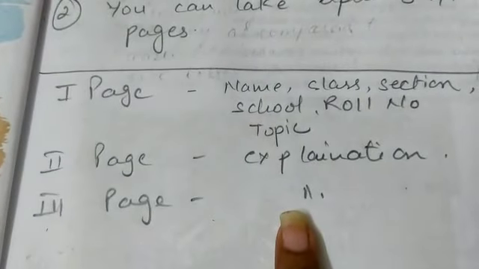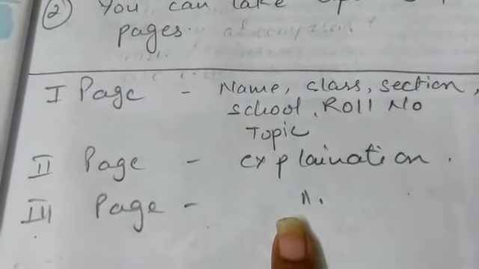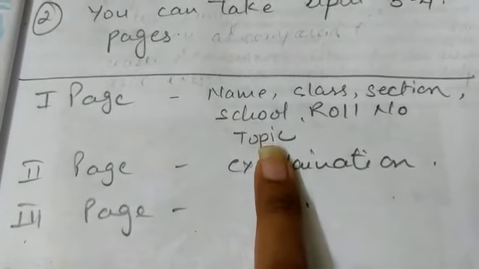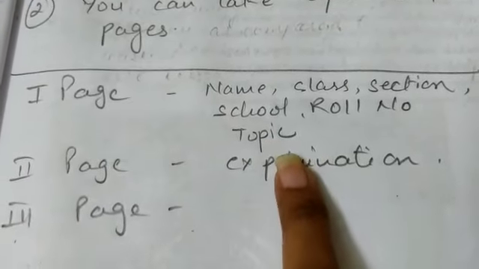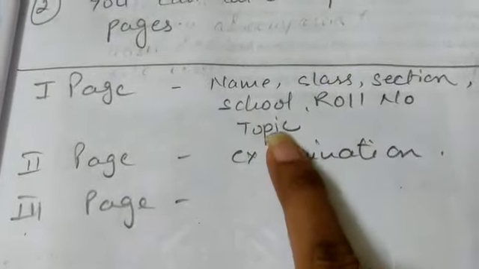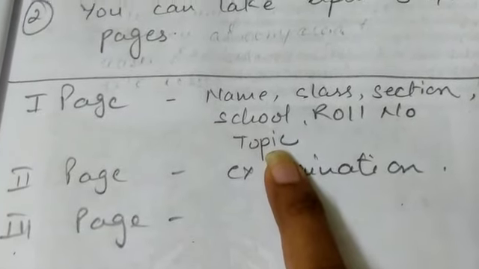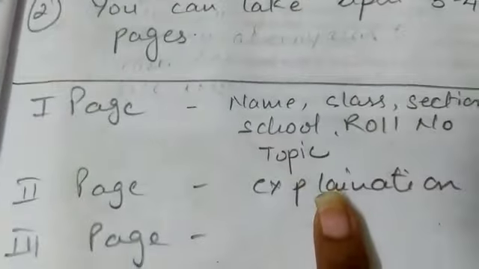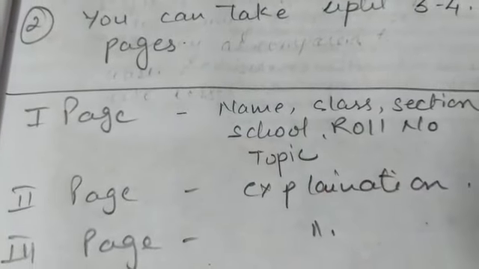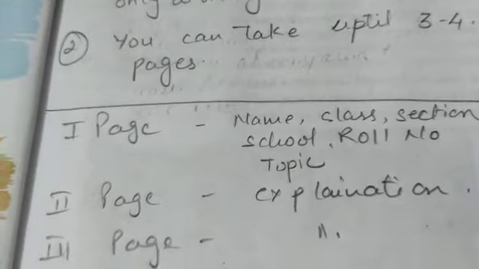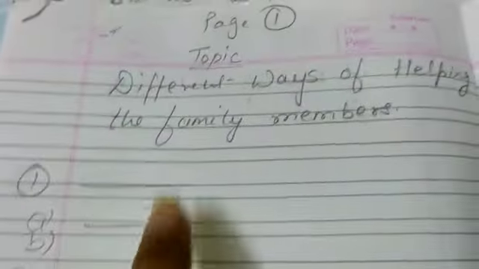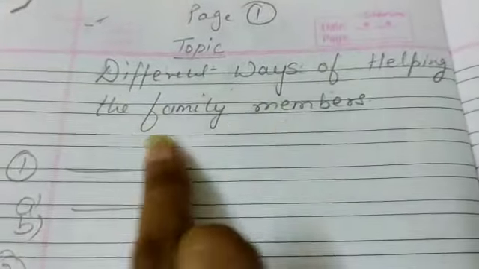On the first page, you can write your name, class, section, school, the topic. Already I have given you the topic, roll number and all. On the first page, you will write all these things, and you can color it with the crayons or whatever colors you have at home. The topic, again I am giving you, is different ways of helping the family members.